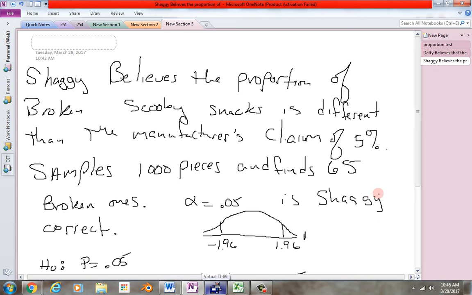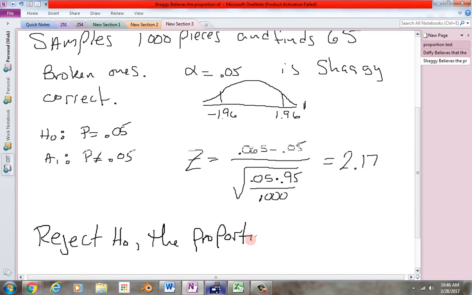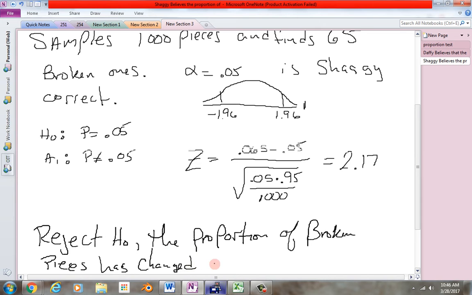So again, we're rejecting H0, and what does that mean? Shaggy's correct. So reject H0. The proportion of broken pieces has changed significantly. Has changed. Remember, it has changed because that's what they asked about. They didn't ask about increasing or decreasing, so make sure we get that right. C right there somewhere. There we go.